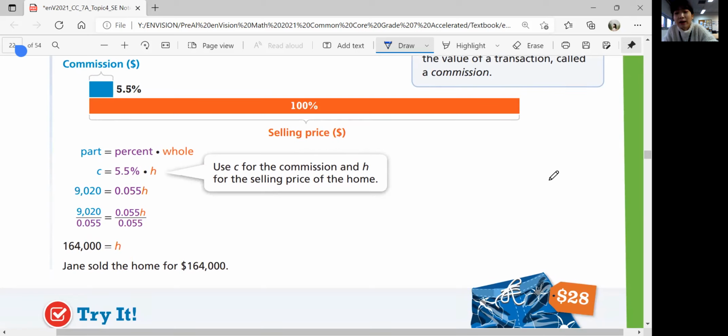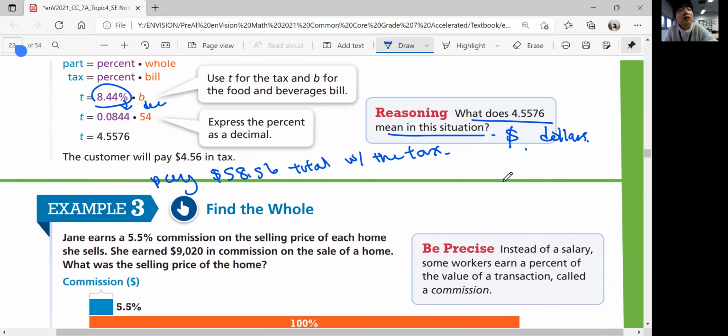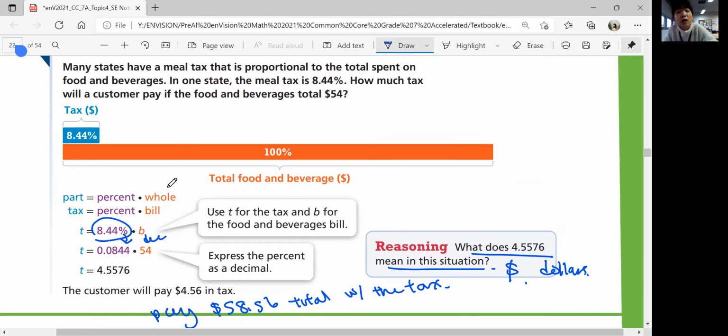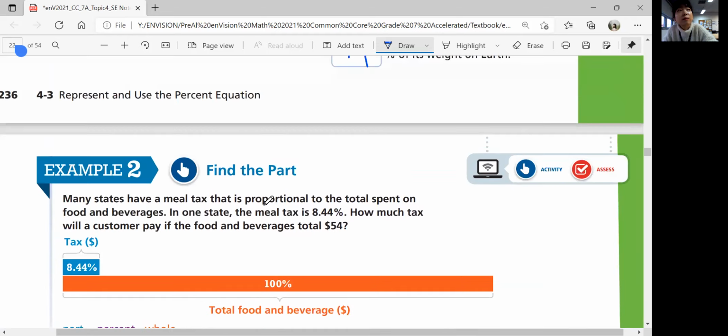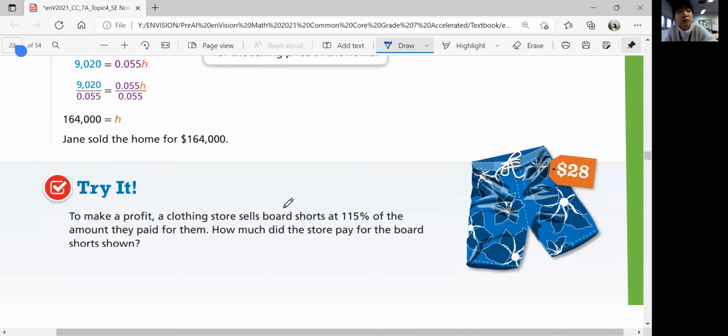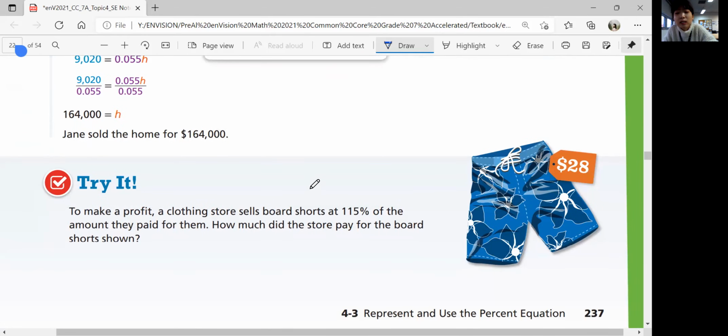So she sold the home for $164,000. Okay, so we know how to use the part equation to find the part and to find the whole. Let's look at the try question. See if you can solve it by yourself. Come back when you're ready for answers.